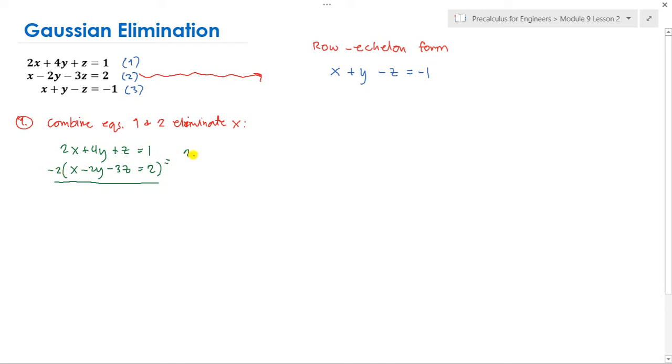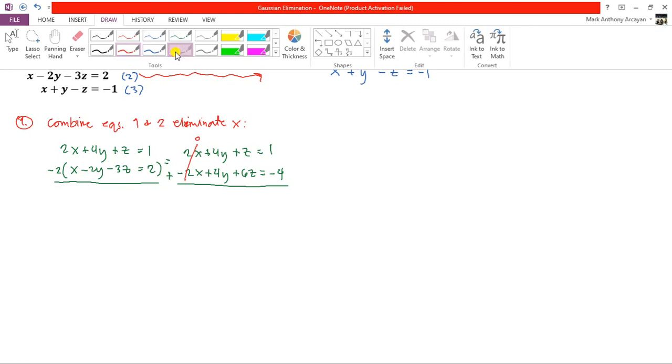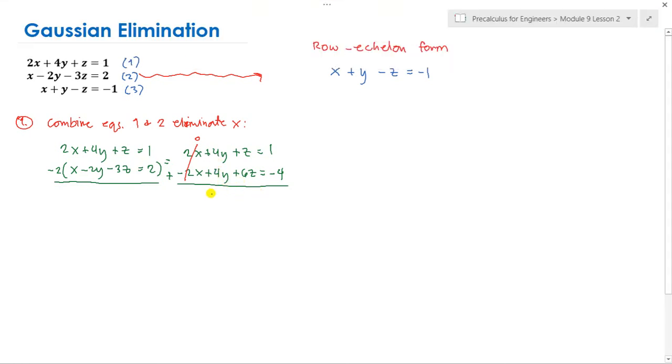So mahimo ni siya og 2x plus 4y plus z is equal to 1, and then the second equation, negative 2x, this one plus 4y, then plus 6z is equal to negative 4. Then adding this, ma-0 na ni. Ato ni i-simplify. So this would be 16y plus this one 6 plus 1, 7z is equal to negative 4 plus 1, that would be negative 3.